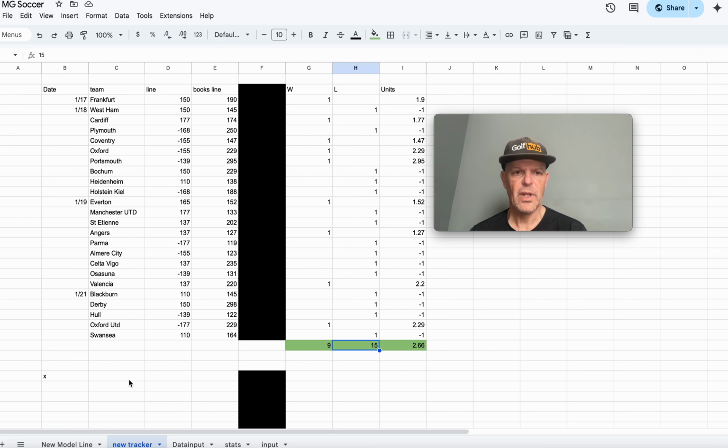So what I did with this back test, let me explain everything. These are the teams here. This is my line that I created for that match. This right here is the book's line. I can't show this, this is actually part of the model. And then, of course, it shows wins, losses, and units gained.